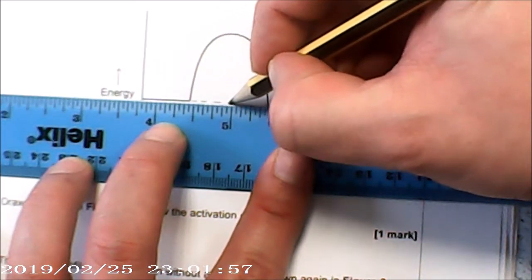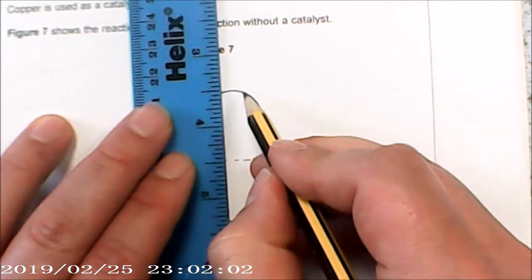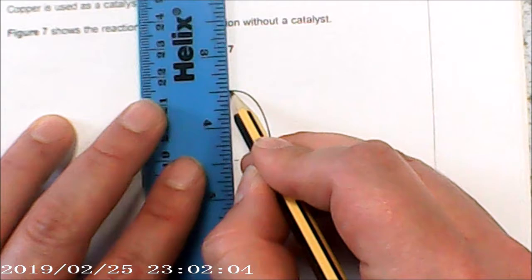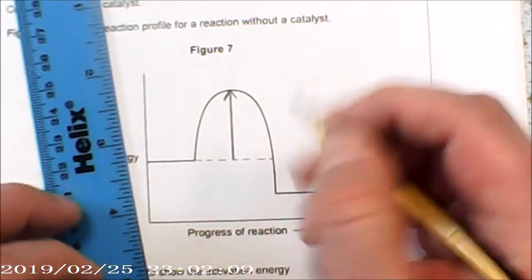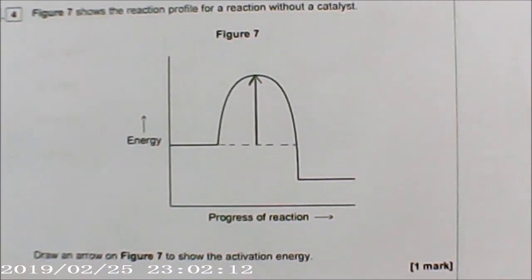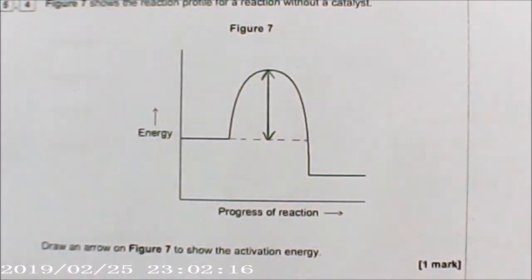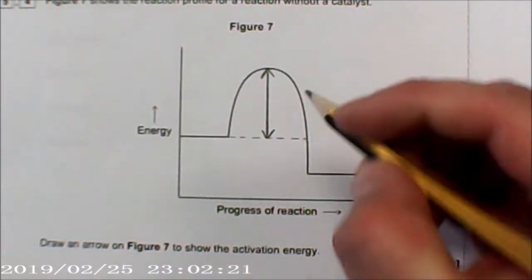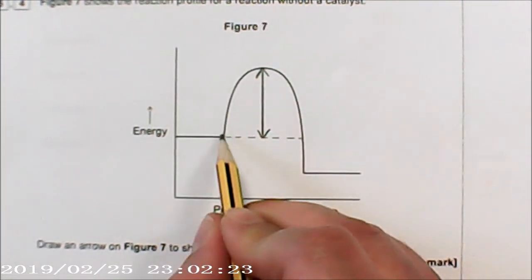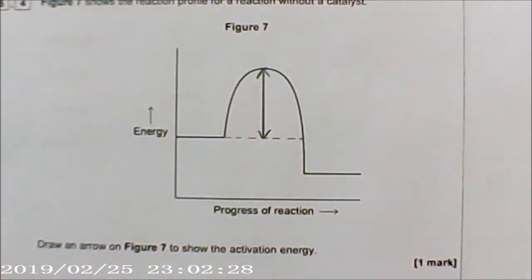So I'm going to do a little dashed line going across. Okay, and then from the top of the peak, it's going to be the maximum amount. I'm just going to draw my arrow. Okay, so this is showing the activation energy. If you put one there as well, then that's absolutely fine. Okay, but we need to have it from the bottom of this line to the very top of the curve. So that is worth 1 mark.